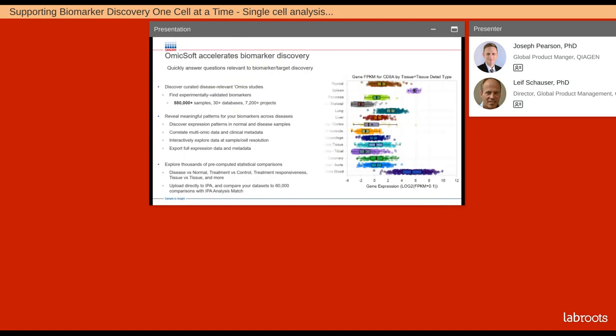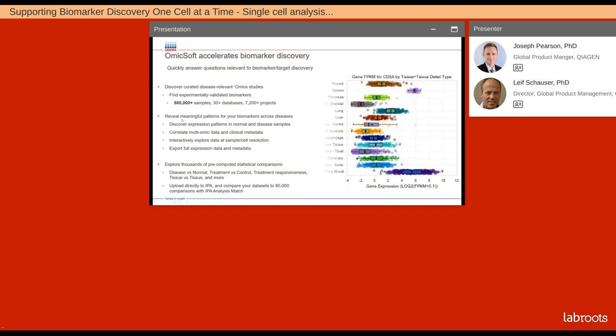So OmicSoft's goal is to accelerate advances in biomarker and target discovery by helping scientists quickly explore curated data sets to answer questions about disease indications and biomarkers, and to support deeper analyses across data sets so scientists can confirm hypotheses.